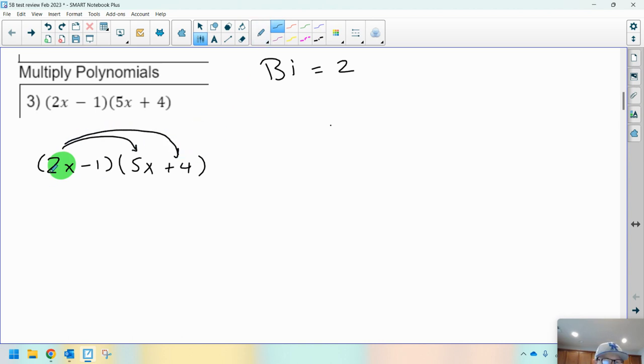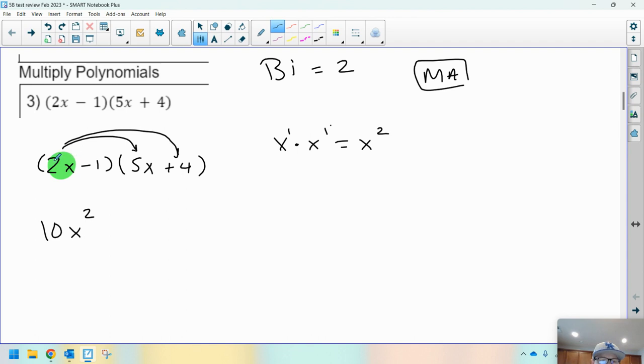So let's do that. We have 2x times 5x. 2 times 5 is 10. And then x times x. When we multiply with exponents, I think of it as ma. Exponents have specific rules. When they want you to multiply exponents, you really have to add them. So this is going to be x to the second power. So when we do 2x times 5x, we get 10x to the second power.